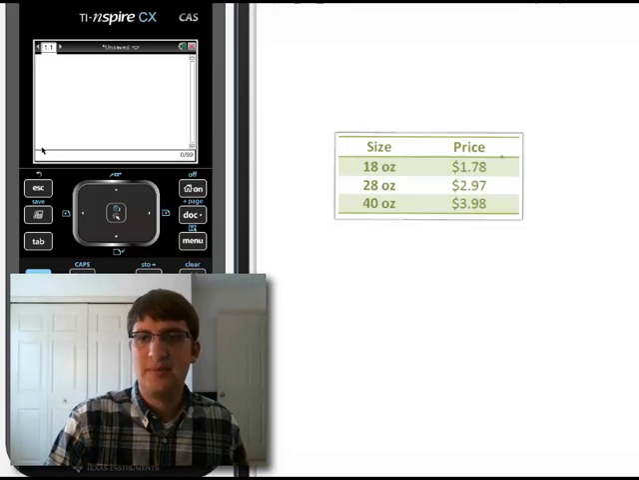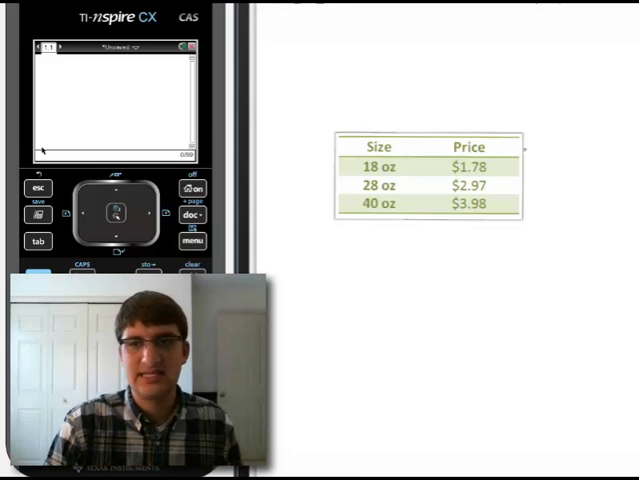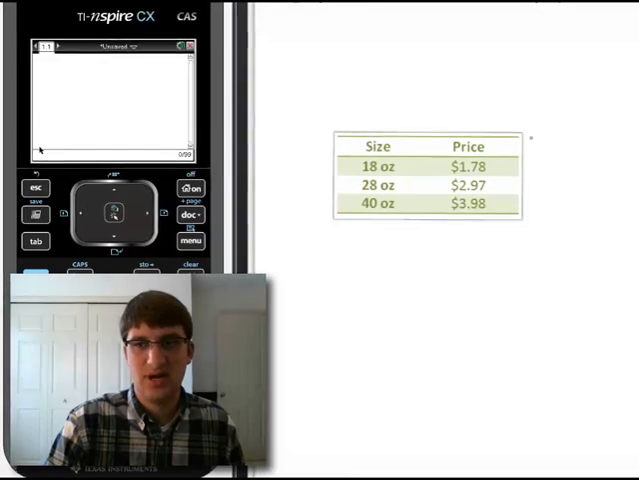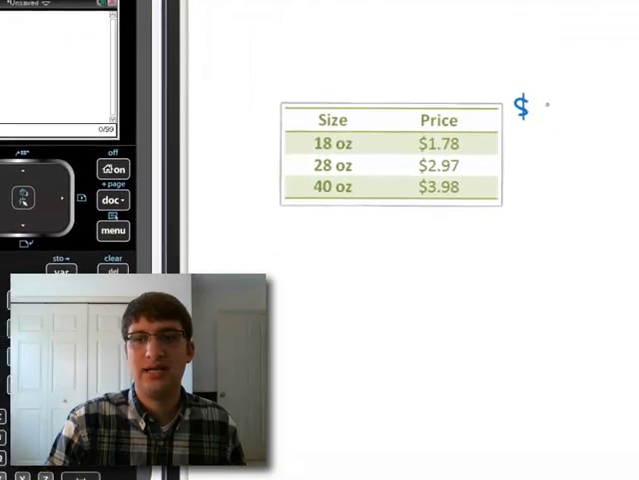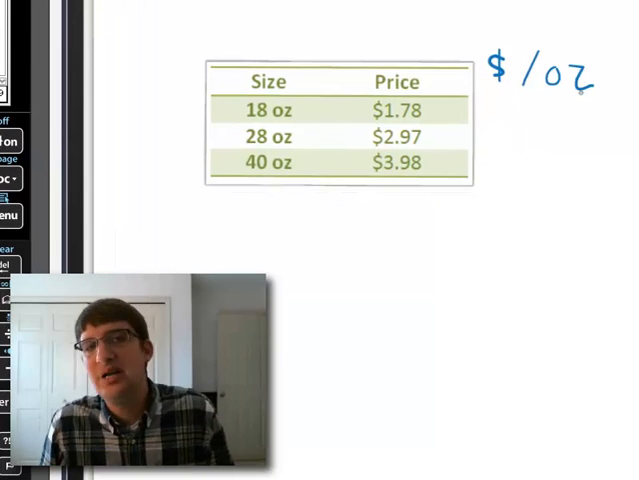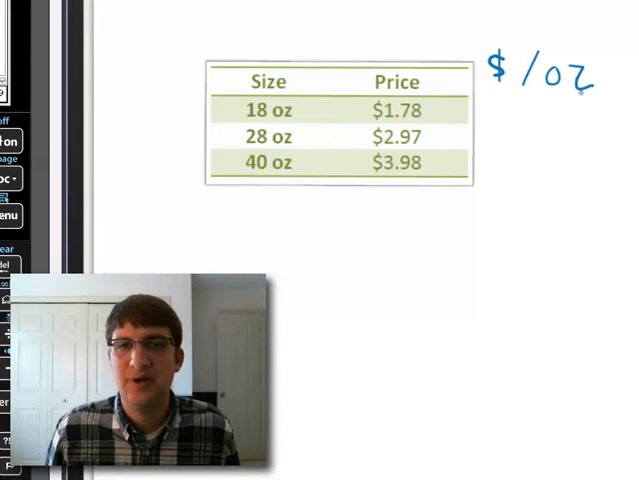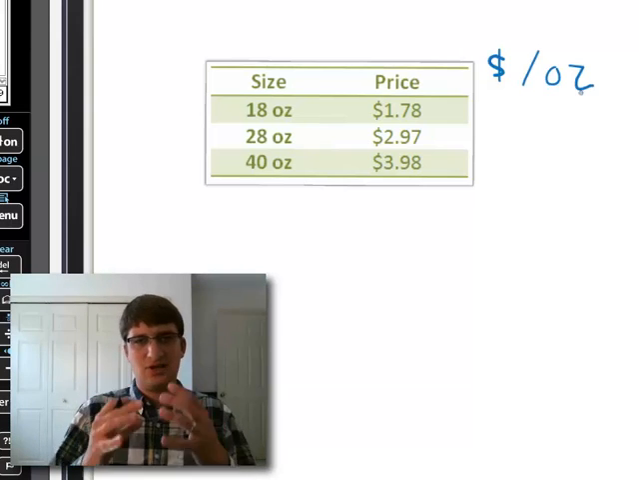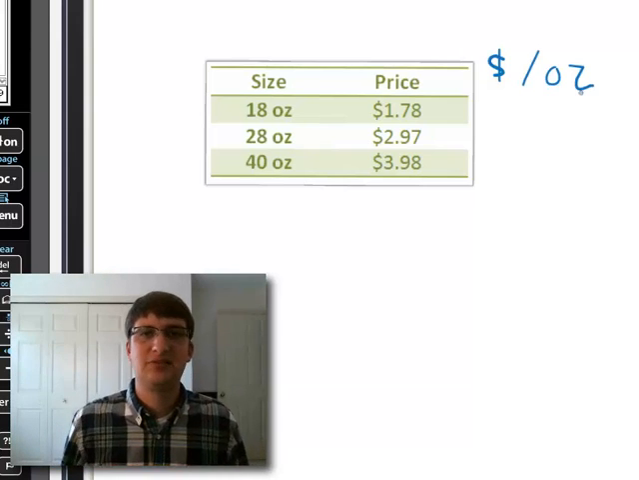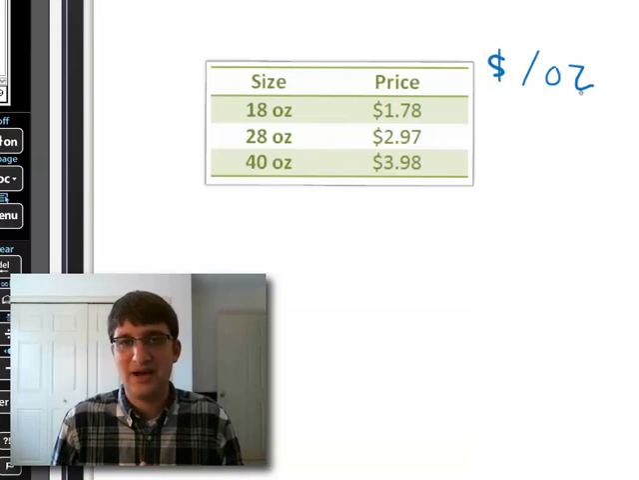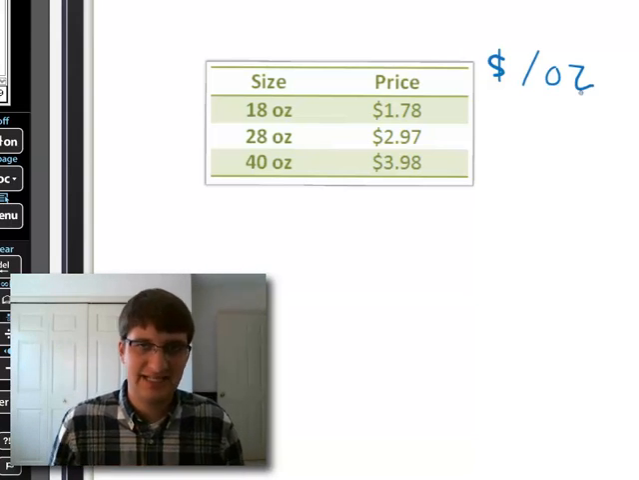First of all, I'm going to add another column to this, and I'm going to say I want to find out what is the price per ounce, okay? That per is another fancy way of saying dividing, okay? So if we took the price $1.78 and we divided it by 18 ounces, what we have done there is pretty much found out what is the dollar amount per ounce for that first size of peanut butter, okay?